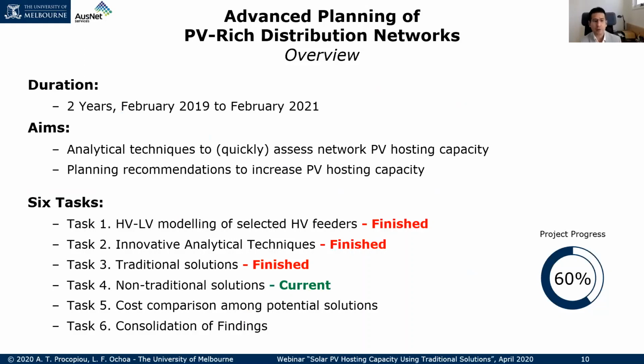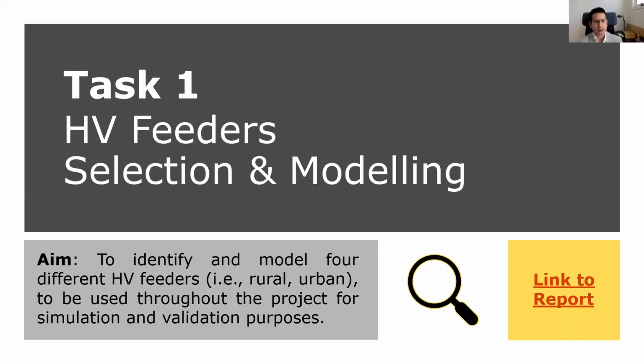First, we start with the modeling of the networks. So this is very interesting modeling that we'll discuss in the next few slides. Then we move on to the analytical techniques using smart meter data. Then we are assessing the traditional solutions, which is what this webinar is about. Then we will move on to the non-traditional solutions. Finally, we'll be doing comparisons in terms of cost, and we will consolidate the findings, which is really the planning recommendations for distribution companies. So far, we are around 60% done in the project.